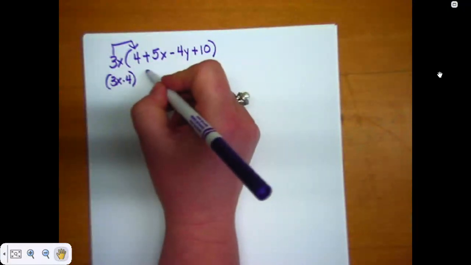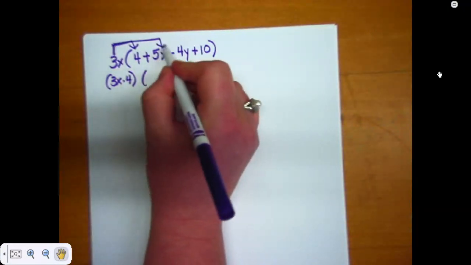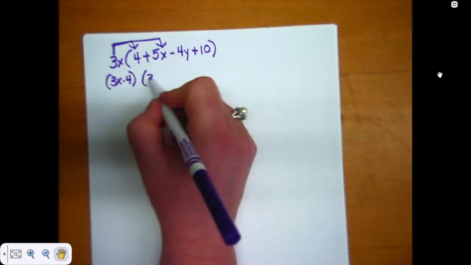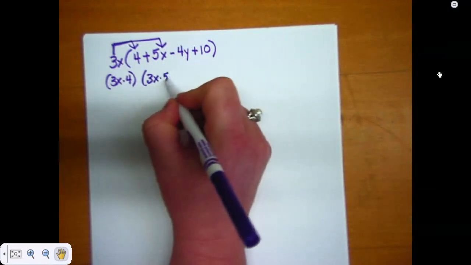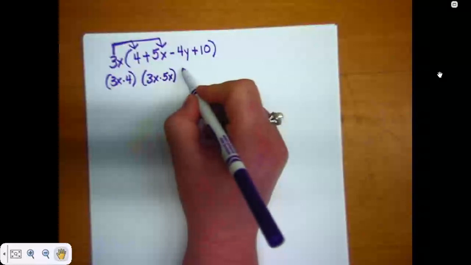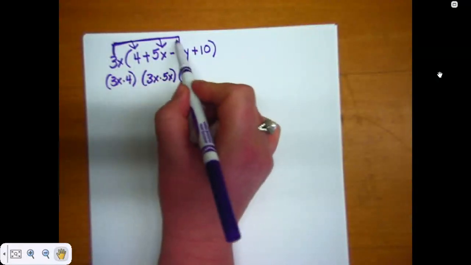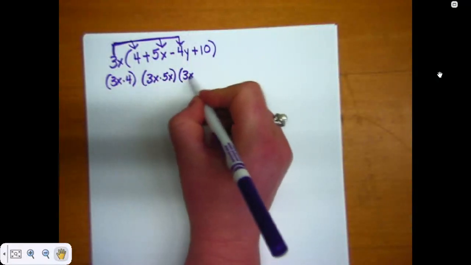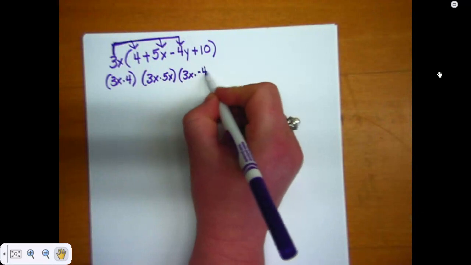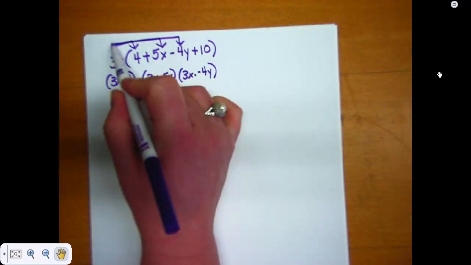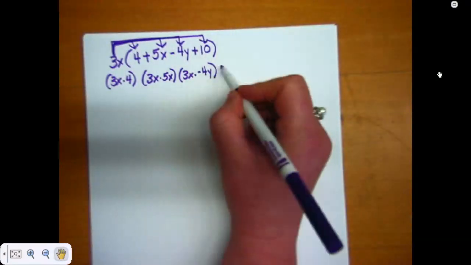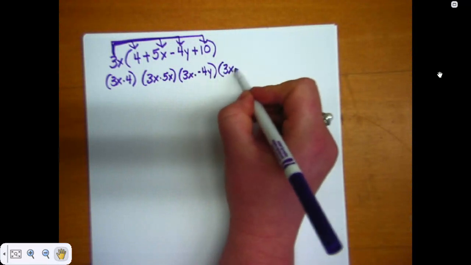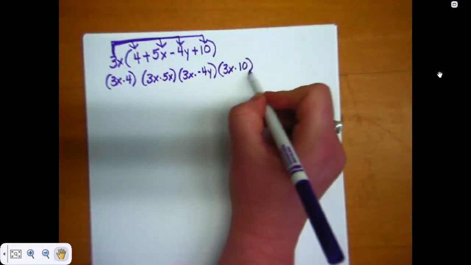and then 3x times positive 5x, 3x times negative 4y, and 3x times 10.